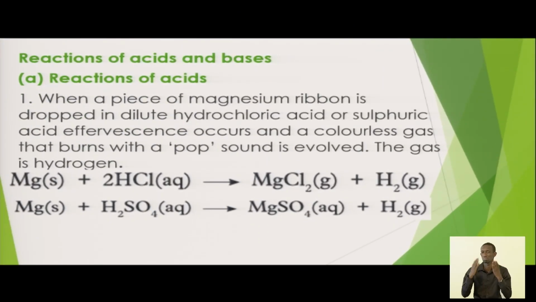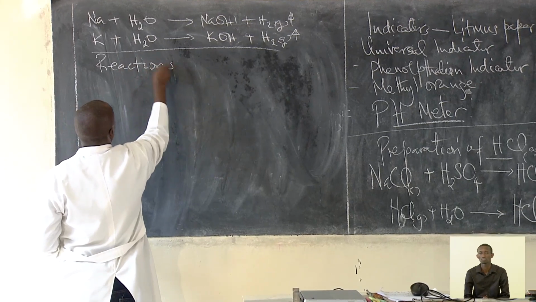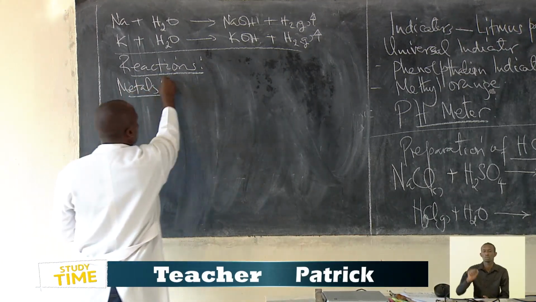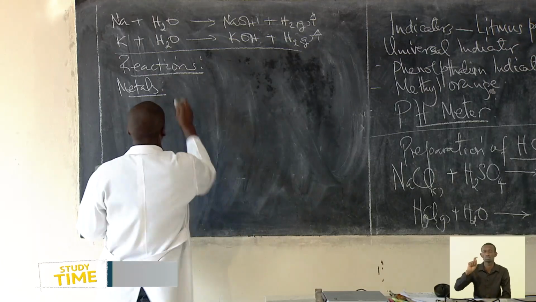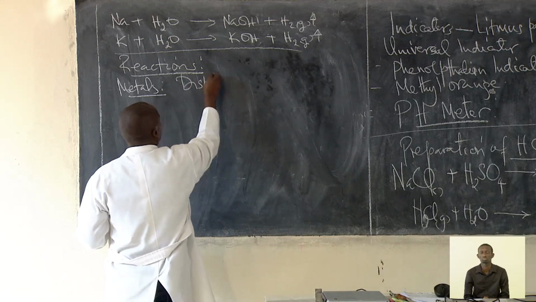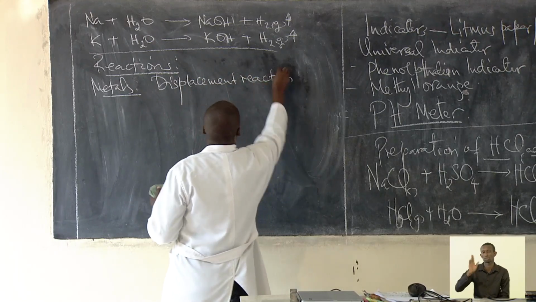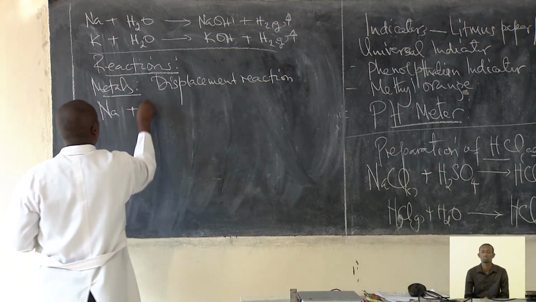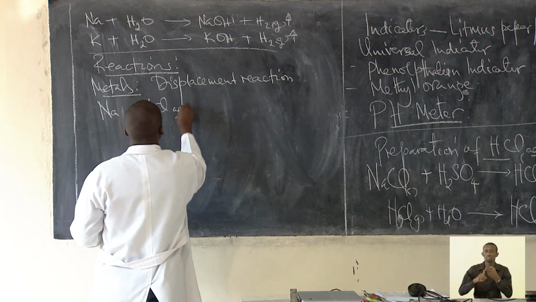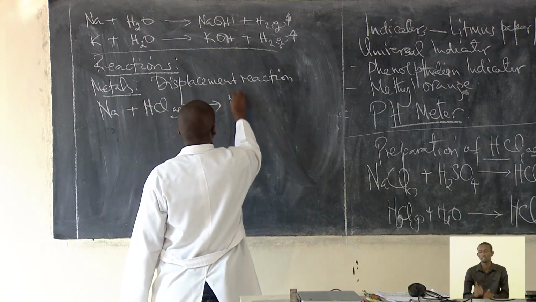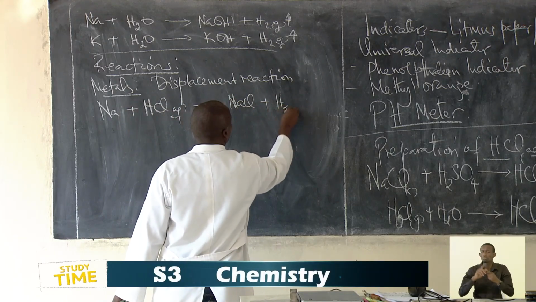So let's look at the reactions of acids. Acids react with metals. When they react with the metals, we had looked at this in the displacement reaction. This is where you have either sodium with hydrochloric acid. This is where the metal displaces the hydrogen gas, and this forms sodium chloride plus hydrogen gas.